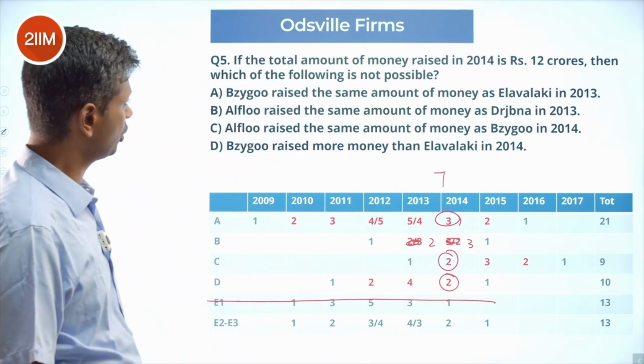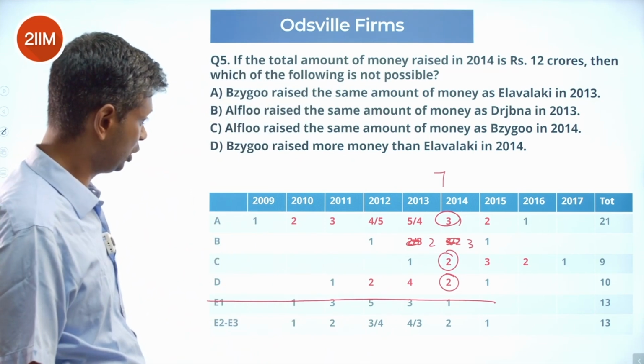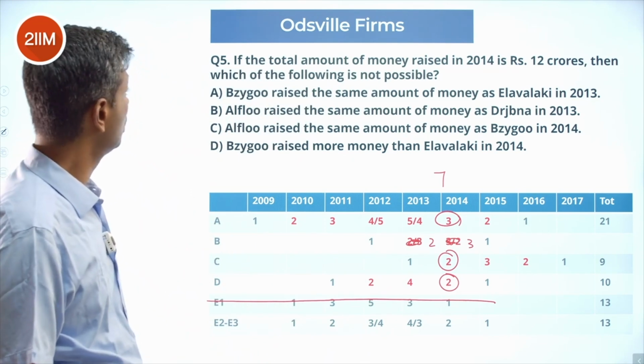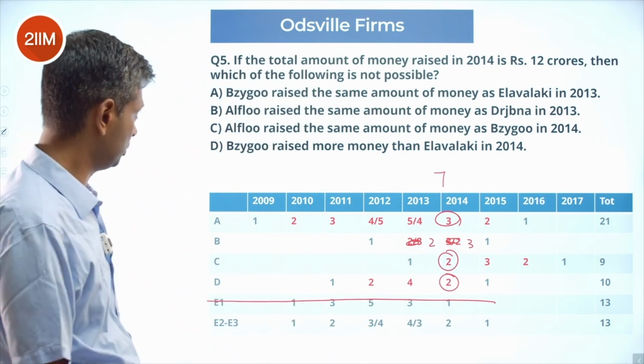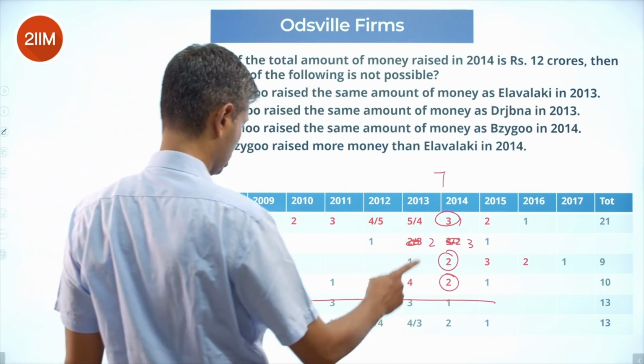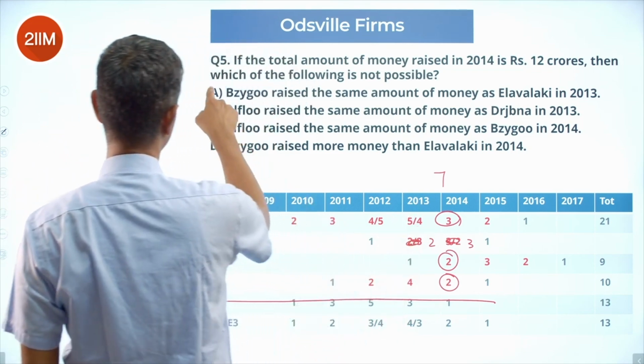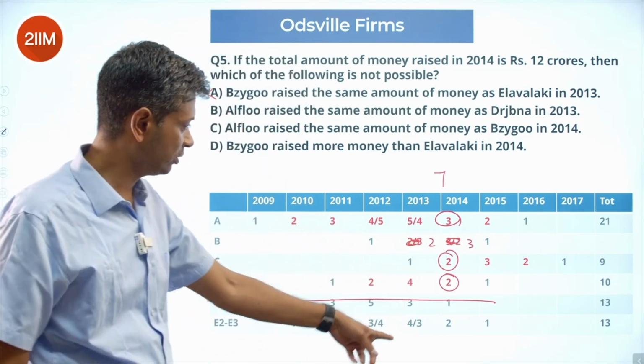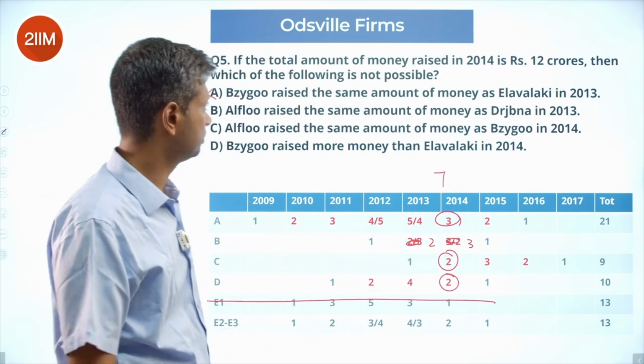Bzygoo raised the same amount of money as Elavalaki in 2013. Okay, which of the following is not possible? B and E, same amount in 2013. 2 and 3 source 4, that's not possible. This is 4 or 3, that is only 2, not possible.